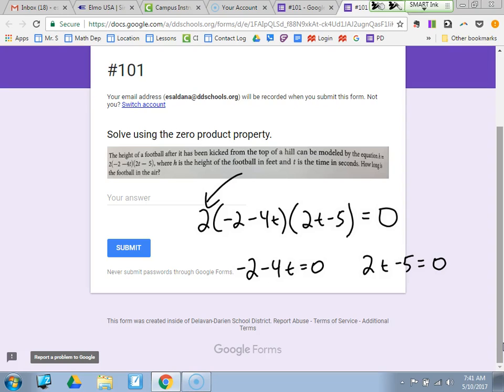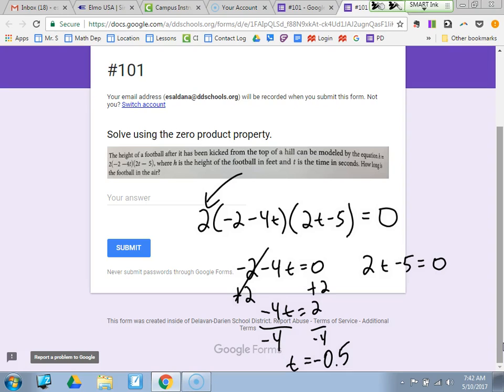We're going to find out how long it's in the air, so I'm going to add 2 for this one. That's negative 4t equals positive 2. And then I'm going to divide by negative 4. This says t equals, well, 2 divided by negative 4 is negative 0.5.